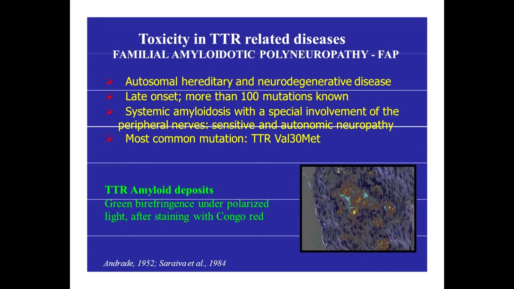There are more than 100 mutations known. It is a systemic amyloidosis with special involvement in peripheral nerves, giving rise to a sensitive and autonomic neuropathy. The most common mutation is a substitution of methionine for valine. How do I advance this? Okay. So you see there are amyloid deposits in peripheral nerves that you see here very well.